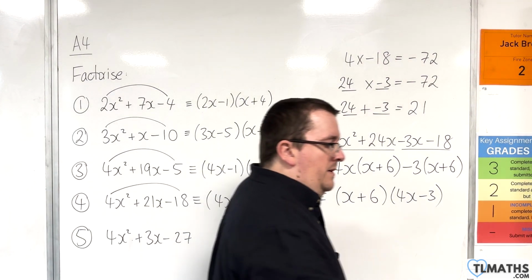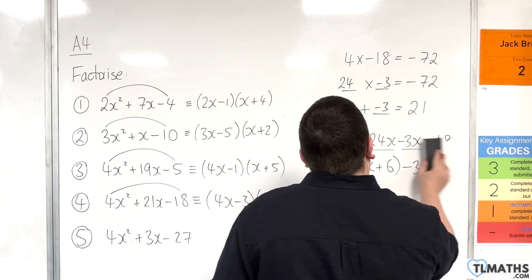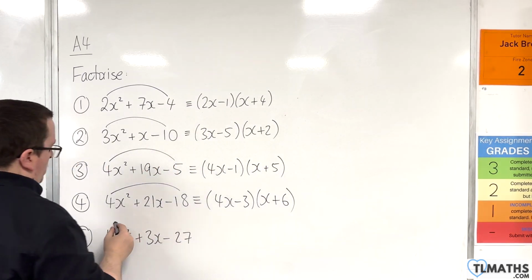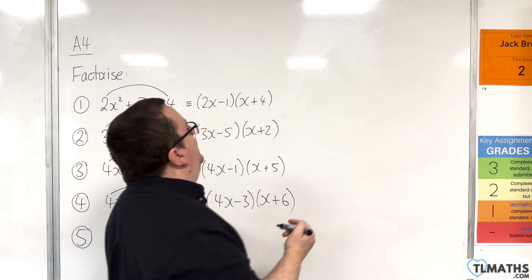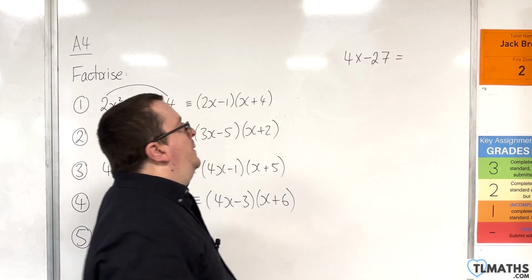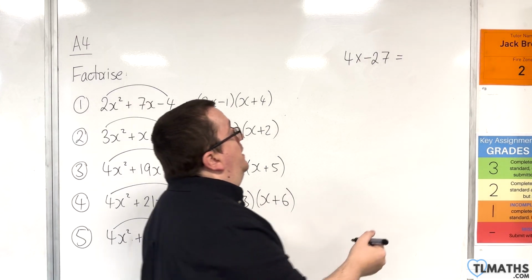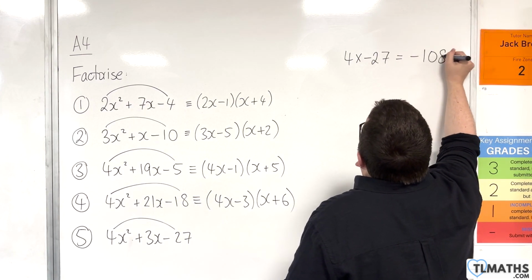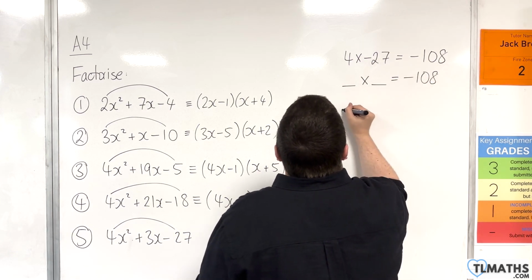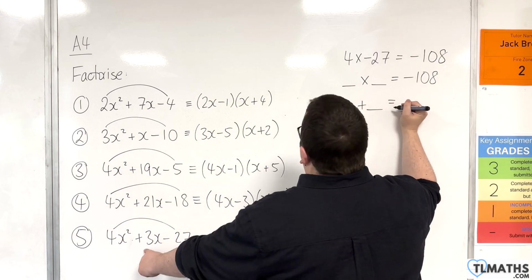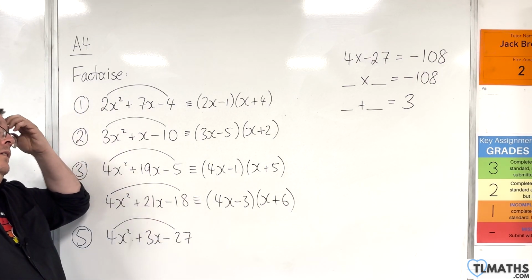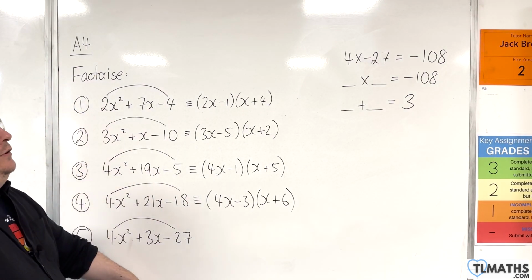Right, last one, number 5. So first of all, multiply the 4 by the -27. So 4 times -27. Now 2 27s are 54, so that's going to be -108. So we want 2 numbers that multiply together to make -108, but add together to make 3. Okay, so the 2 numbers must be reasonably close.